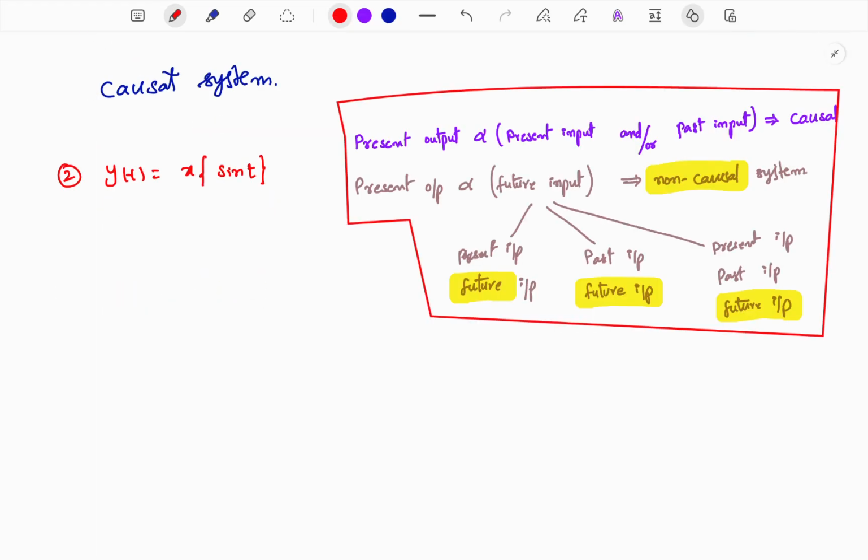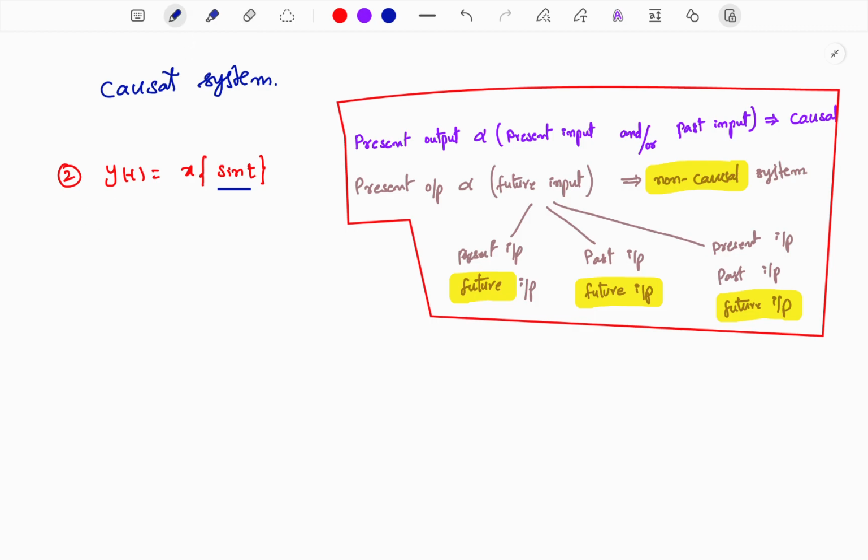So we will take some values for t and check whether the output depends on future input, present input or past input. Let's take t is equal to 5. Why are we taking 5? Because it is inside the sine function, so it will give us an integer, a round figure value.